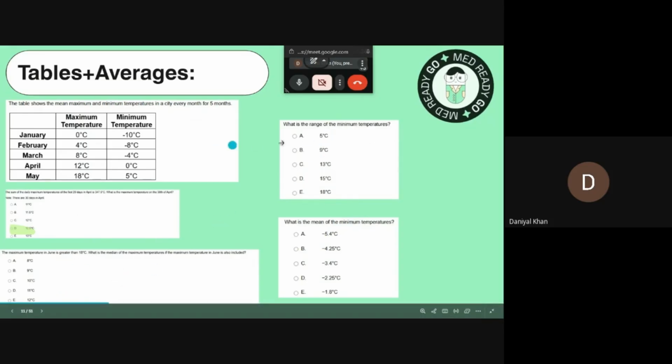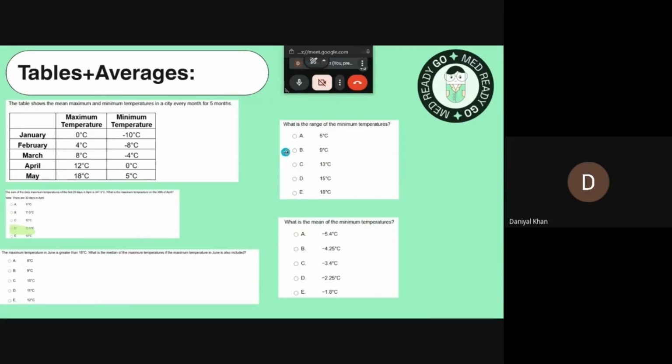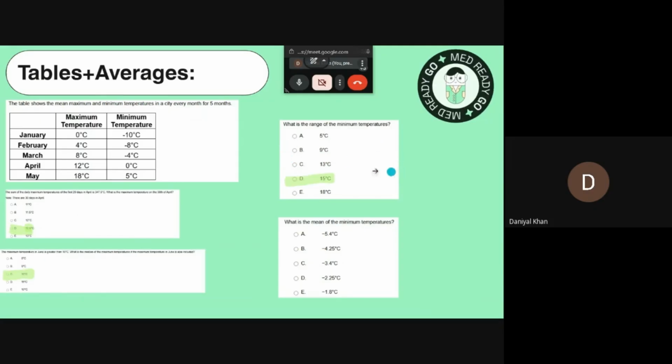Then what is the range of the minimum temperatures? Once again, GCSE knowledge. So the range is the difference between the smallest value, which is -10, and the largest value. So the -10 and the 5, which would give you an answer of 15 degrees Celsius. So that's just a really simple question.